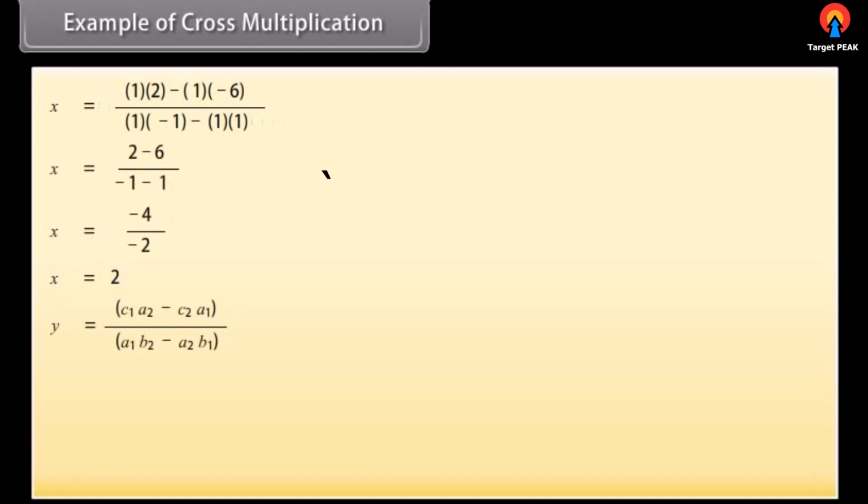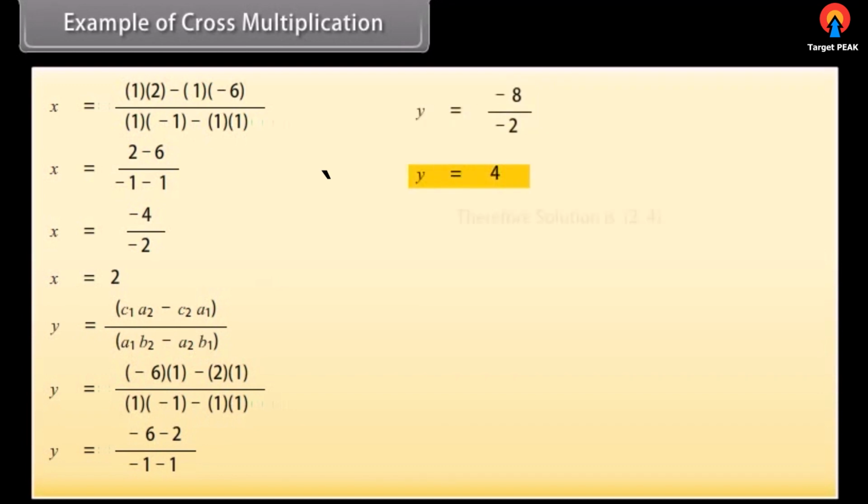y = (c1 a2 - c2 a1) / (a1 b2 - a2 b1). Now by substituting the values we get y = (-6 into 1 - 2 into 1) / (1 into (-1) - 1 into 1). By calculating we get y = 4. Therefore the solution is (2, 4).